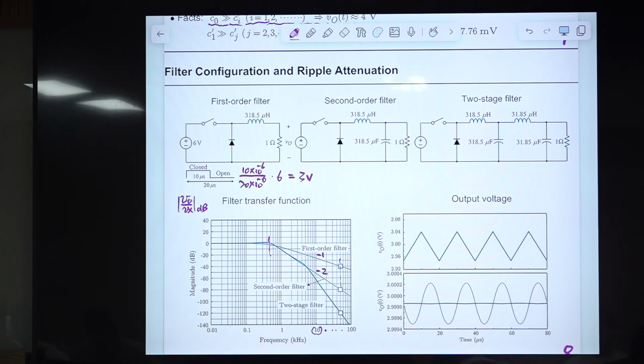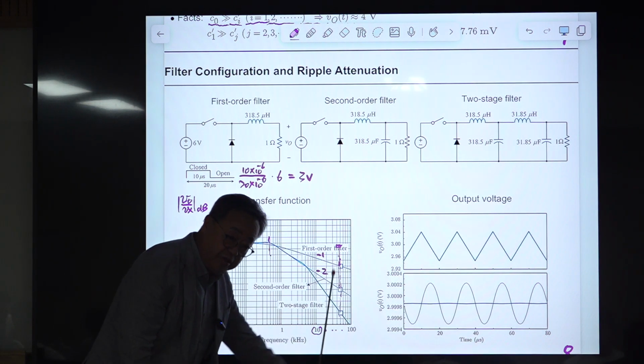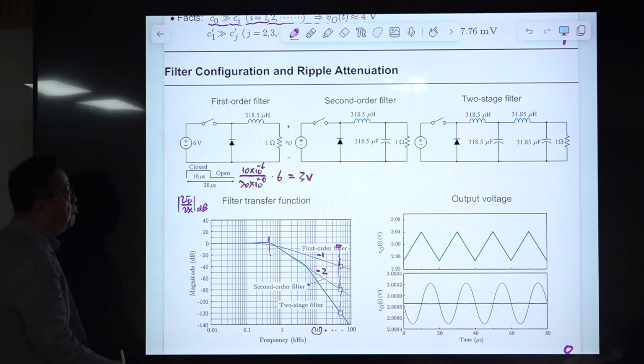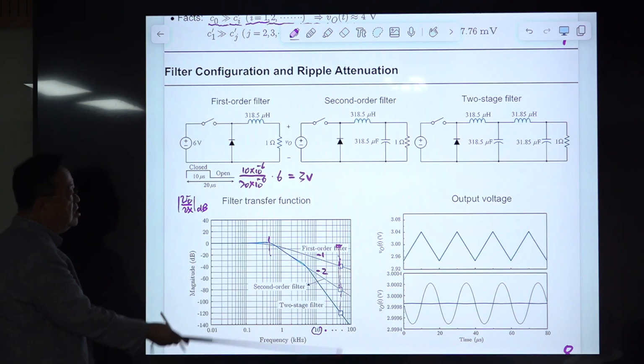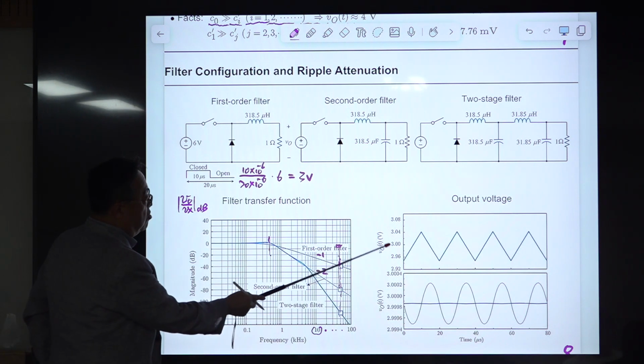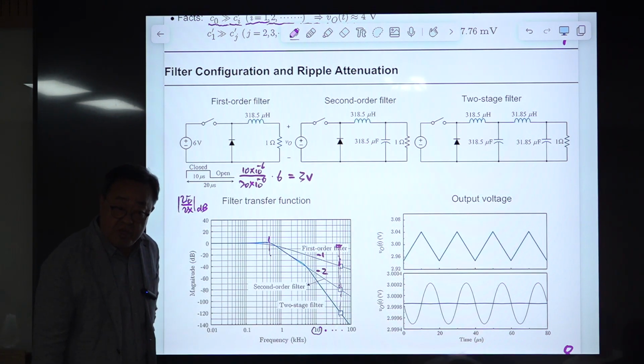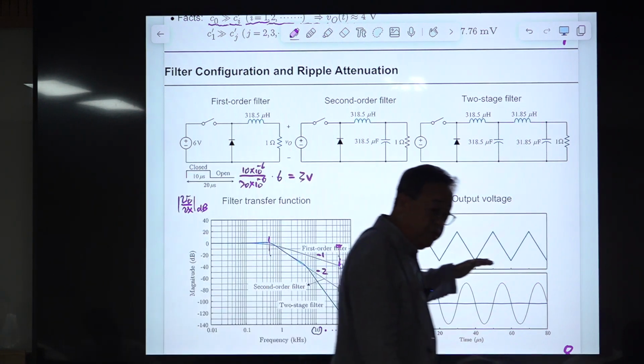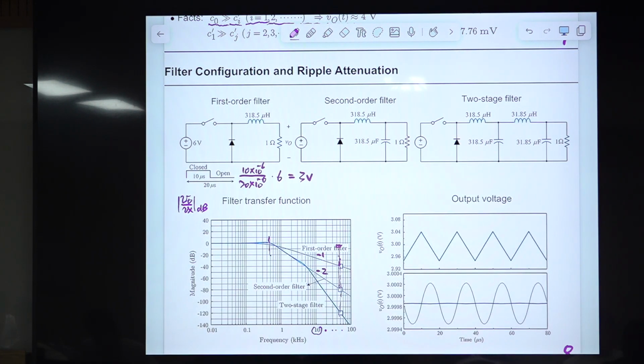So take a look at this. For this low-pass filter, you have this much attenuation, probably 40 dB, I don't know. This one has this much attenuation, and lastly, this one has this much attenuation. So these are the voltage waveforms for three different cases. This one is the first one. With this first-order filter, the ripple is a triangular waveform. I'll explain later in detail why we have triangular waveforms in this case.